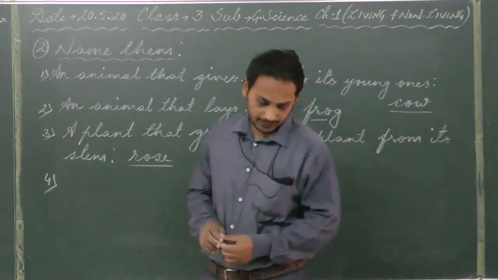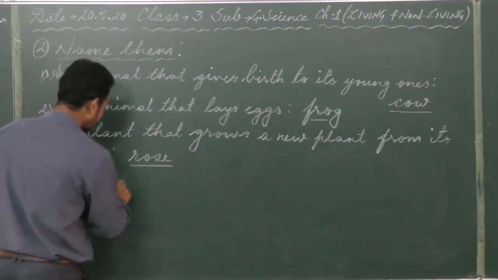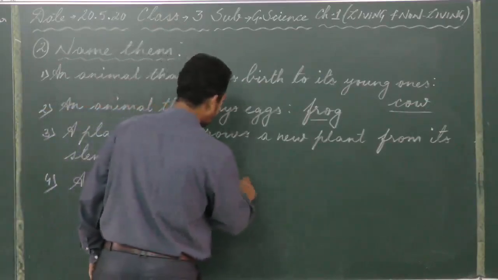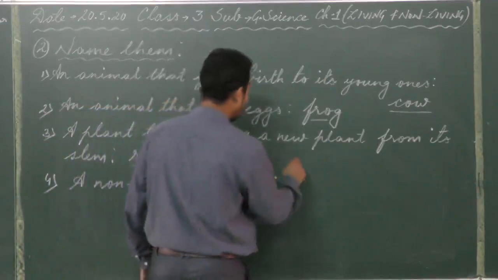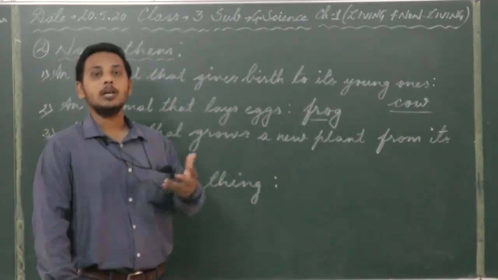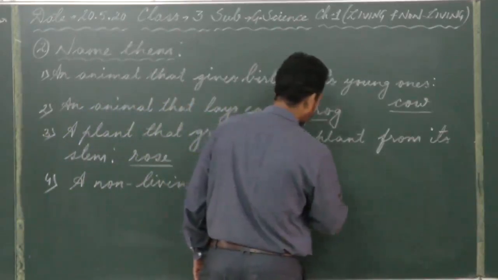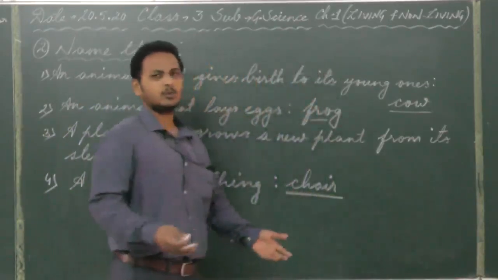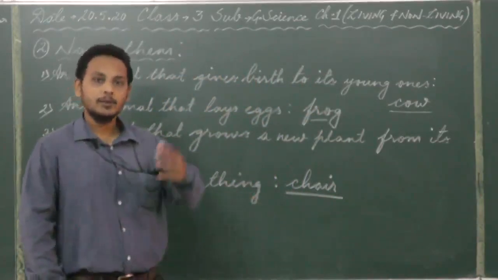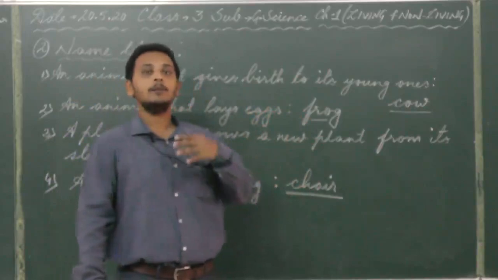Then the fourth question, number 4. A non-living thing. Now there are so many examples here that you can write of non-living things. If you look around you, you will find so many non-living things. So anything that you find suitable, you can write. I have written chair, you can write anything: bed, sofa, door, table, fridge, book, pen, pencil, shoes, whatever you find suitable. All the correct answers will be accepted.